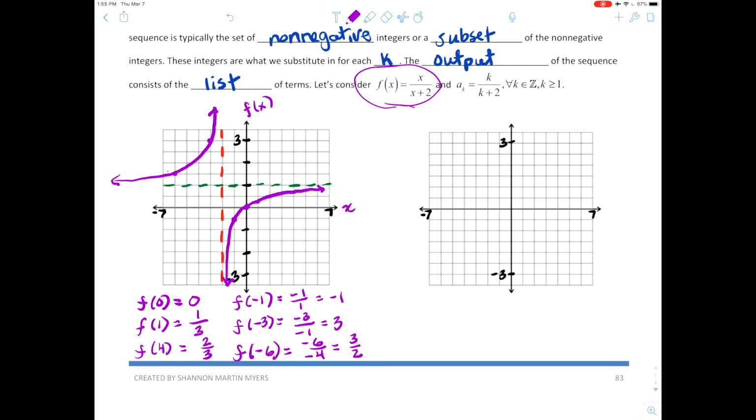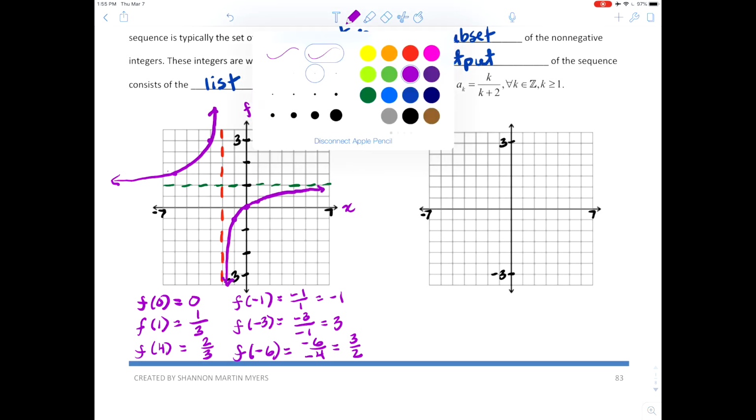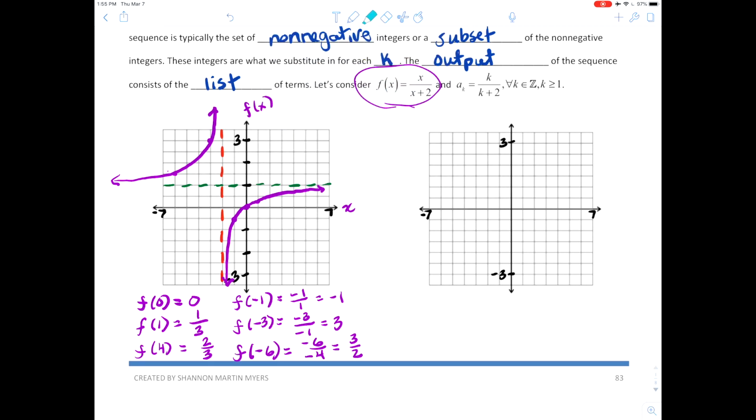Cool? All right. Now, I really wanted to emphasize what we were doing. We had an input and we had an output, right? So if our inputs were put in for the x's, I input 0, 1, 4, negative 1, negative 3, and negative 6. And then I got these outputs, which were some elements of my range, right? And I was able to make the graph from there, right?